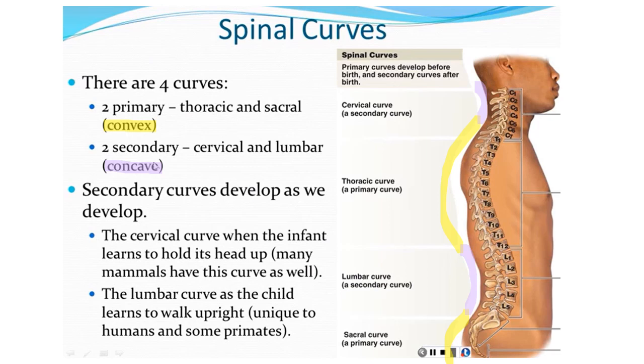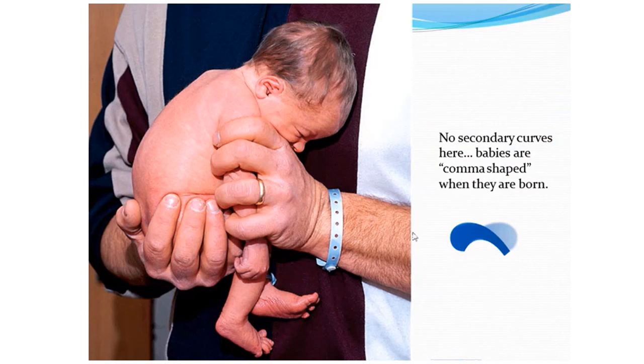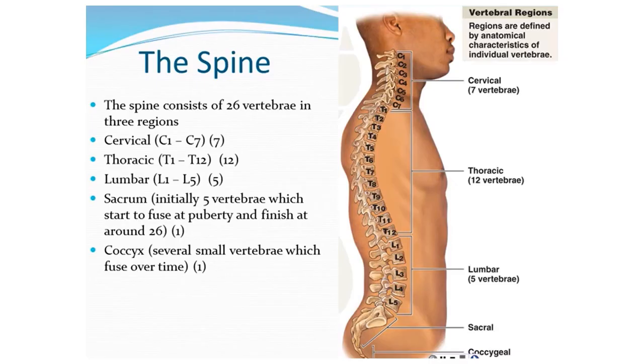So I put a picture here. I thought you'd never seen a baby before, so I put a picture of a baby. Newborn baby there. They look comma shaped. Look at that. They only have those primary curves. Actually, this one you can see a bit of a cervical curve right there. But they basically have those primary curves. And as the baby develops and starts to hold the head up, and start to crawl and start to walk, then the other curves are going to develop. So those are milestones for spinal curve development.